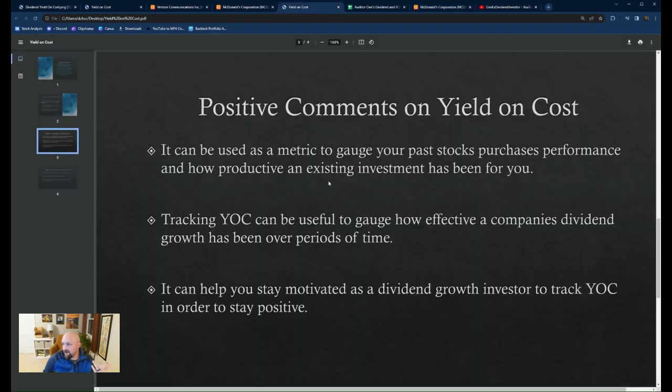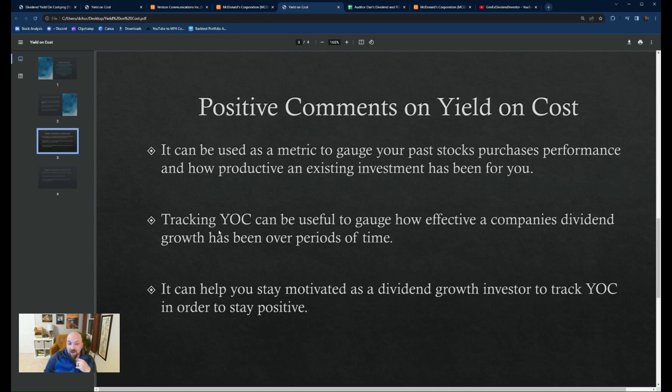So I guess we'll say positives and negatives. I don't know how else to put it. So, positives of yield on cost as a metric, right? Because there's lots of metrics in investing. So this is another metric. It can be used to gauge your past stock purchase performance and how productive an existing investment has been for you. So you could say, if you bought a share of McDonald's in 2004, it has been a more productive income investment for you compared to Verizon based on yield on cost. It's produced a better percentage return in the dividend.